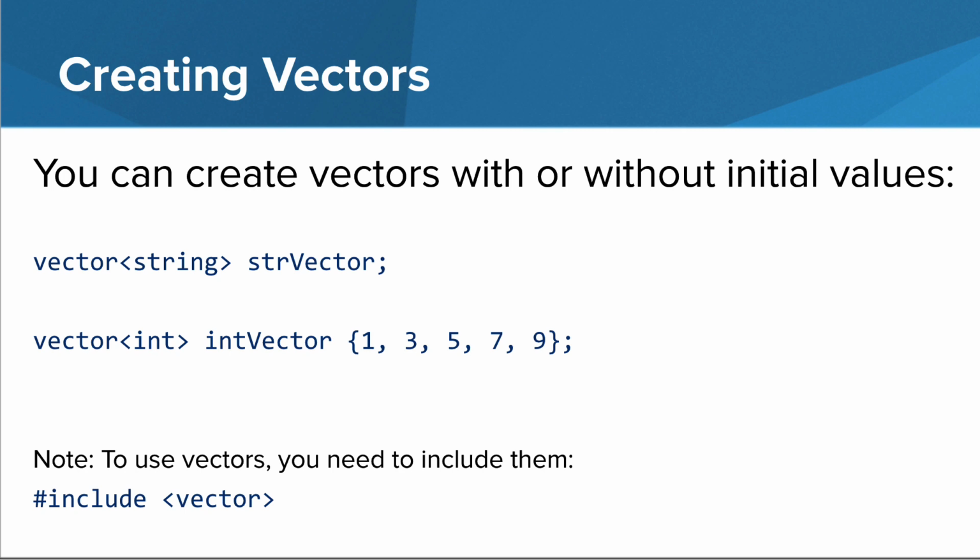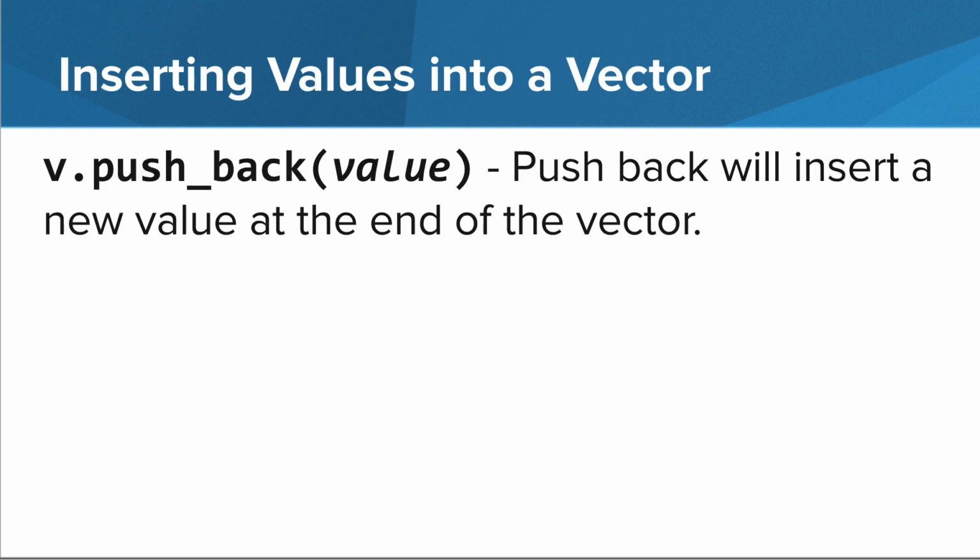As mentioned before, there are two ways to create vectors, either with or without initial values. In this lesson, you're going to see examples of both as you learn to add additional values to vectors. The main way to add additional values to vectors is using the pushback command. The pushback command will add a new value at the end of the vector. There are a few other ways to add to a vector, but we will not be exploring those in this course.